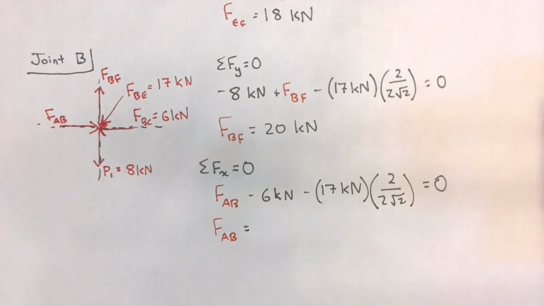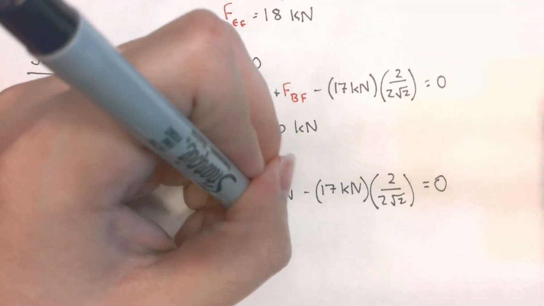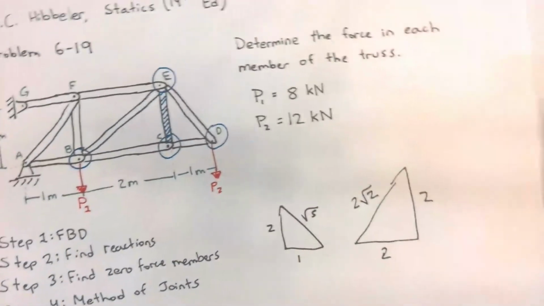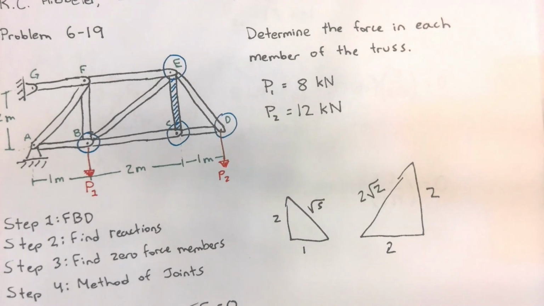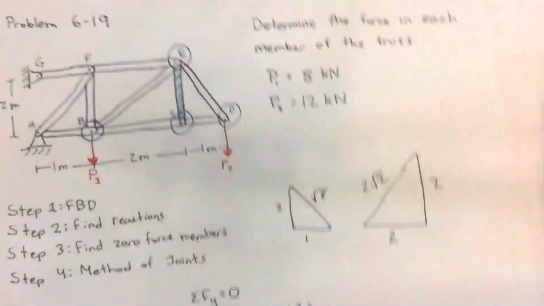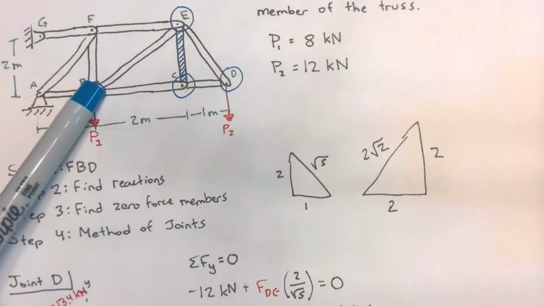Okay. I get that my force AB is more or less 18 kilonewtons in compression. Got a positive value, which means that I assumed this direction correctly. So far, are there any questions? No? Good. So we already solved our joint. Which joint was this? F? No. B. So we already solved for joint B.